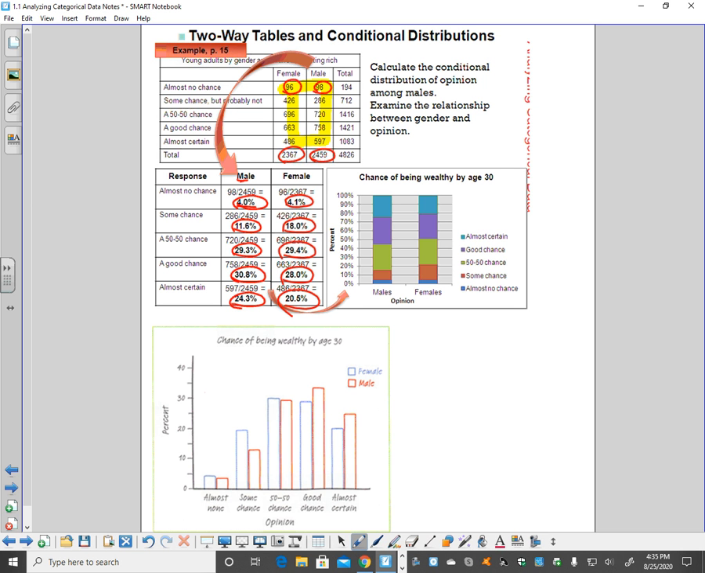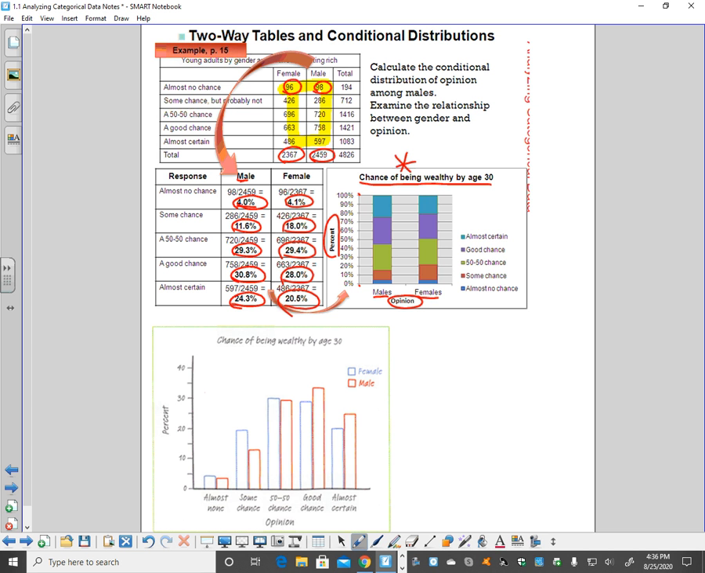Okay, so this is the segmented bar graph, which I do not care for, but you may have a multiple choice problem where you have to read a segmented bar graph. So, like I said, it looks like fruit stripe gum. I've got males and females. It's labeled by opinion. This is the percent of the chance of being wealthy by age 30. So again, everything is labeled. Everything you give me has to be labeled. Then I've got the percents from 0 to 100%.